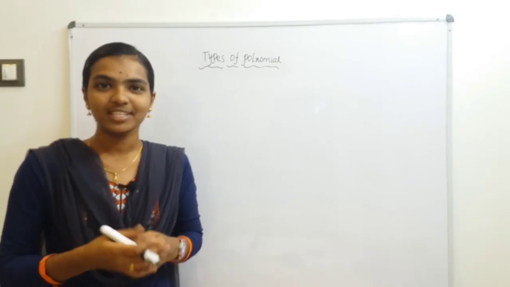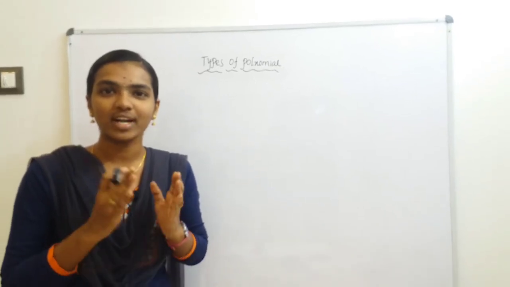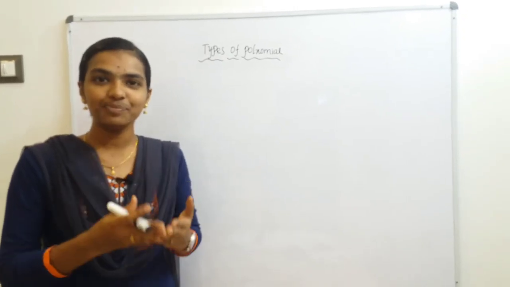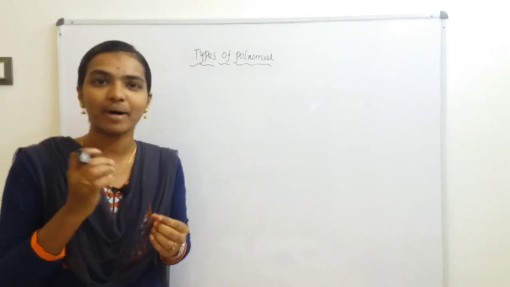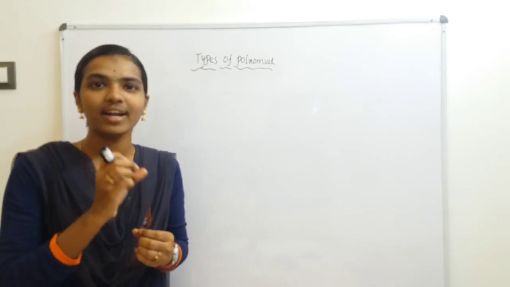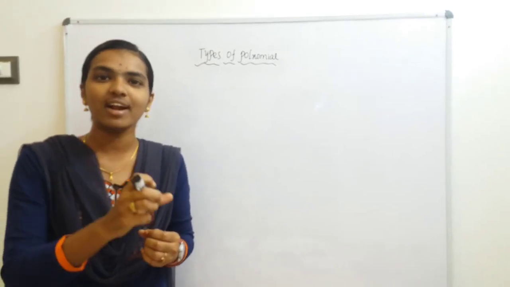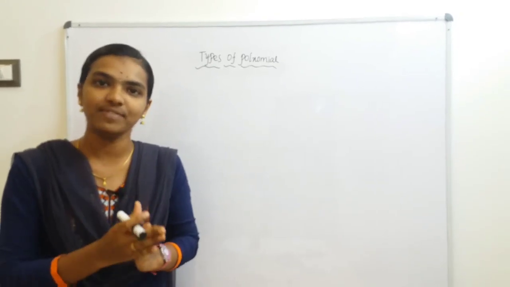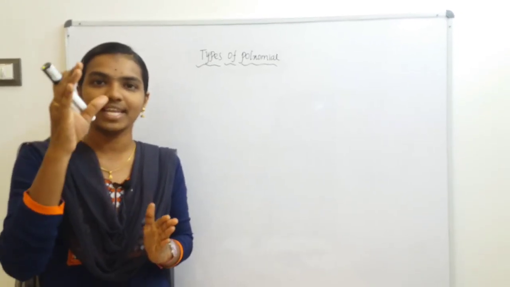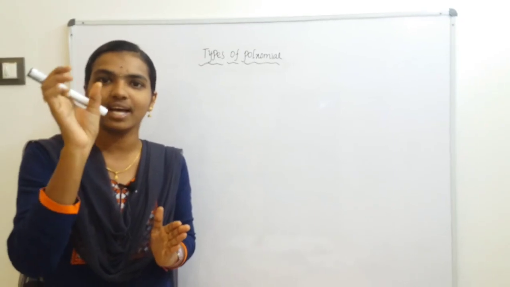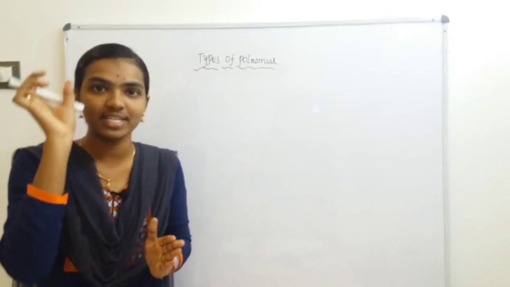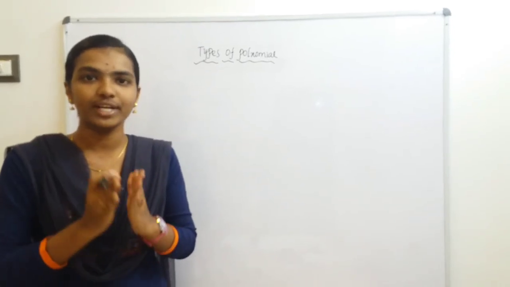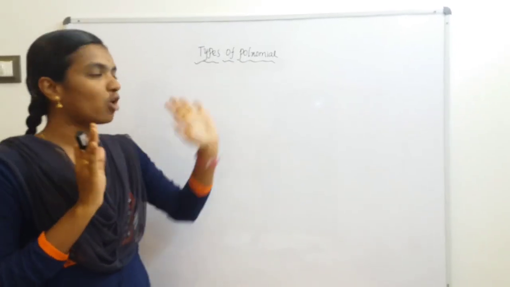Friends, in my last video I explained what a polynomial is. In an algebraic expression, the power of the variable should be a non-negative integral power. Non-negative integral is nothing but a whole number, a positive integer. So the power of the variable should be a positive integer and not a fractional number. If it is fractional, that is not a polynomial. In this video we are going to discuss the types of polynomial.